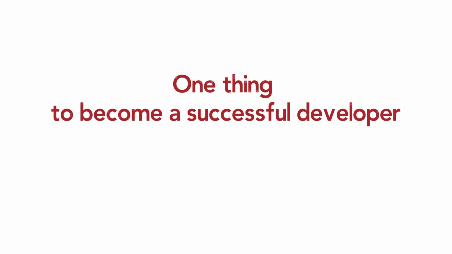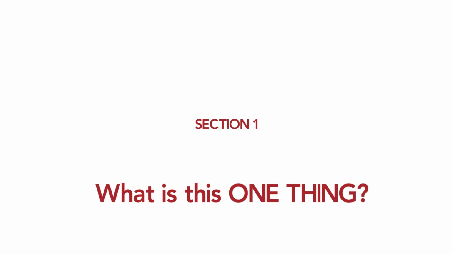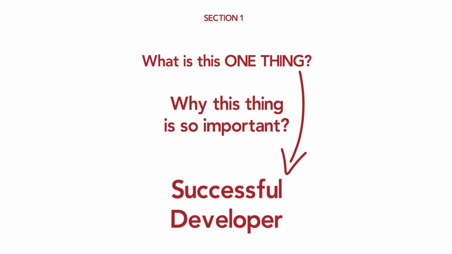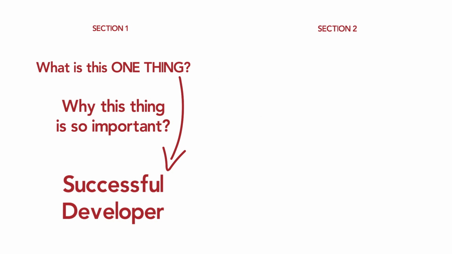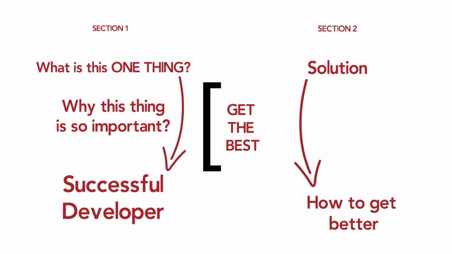in this video we are going to talk about the one thing which is extremely important for becoming a successful developer. And without this thing, it's almost impossible to be great at coding. In the first section of this video, I'm going to talk about what this one thing is and why it is so important to become a successful developer. In the second part of the video, I'm going to talk about the solution and how to get better at it.